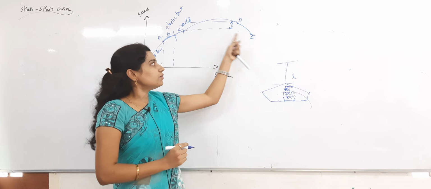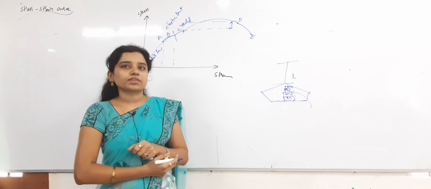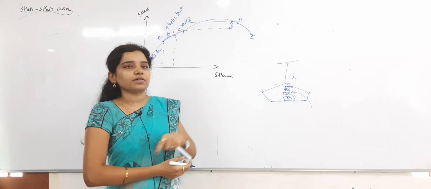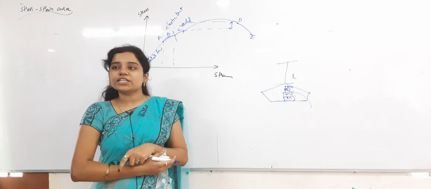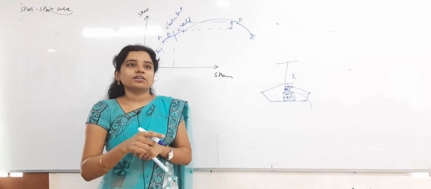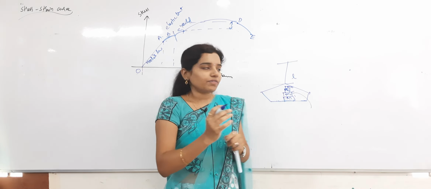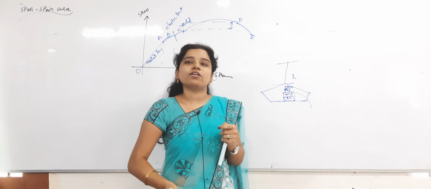Then D to E, what are you observing from the graph? Which is decreasing here? Stress is decreasing. Whenever it is crossing some limit, even when I remove these masses, it will still elongate, sir.